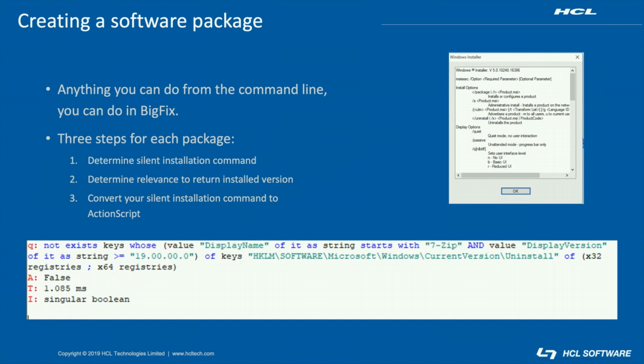Next, I figure out how to detect if the program is installed at the version that I want using relevance. Don't worry if you aren't a relevance whiz. You can modify a single piece of relevance to do this for just about all Windows software. You can see an example of that relevance here on this slide. During the demo, I'll show how I derived it.